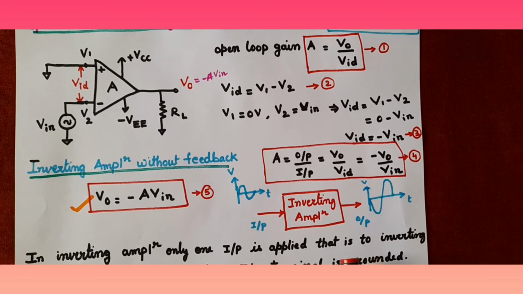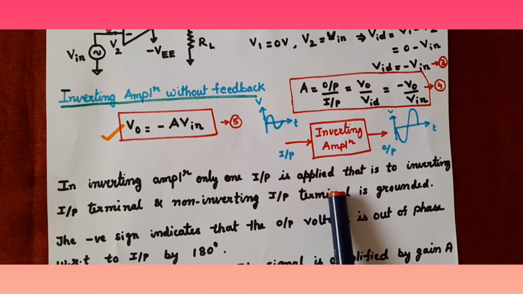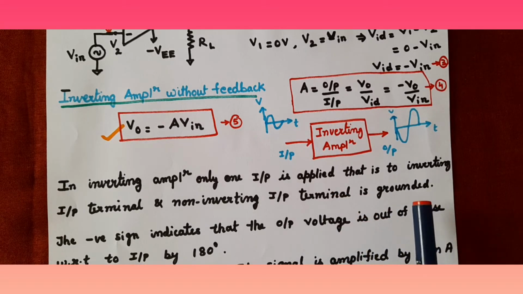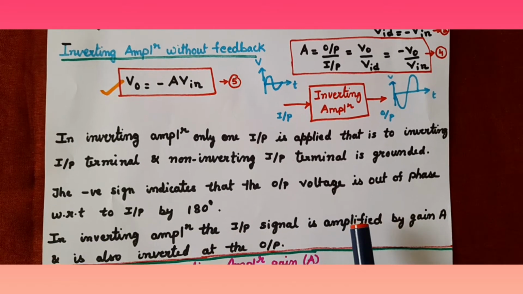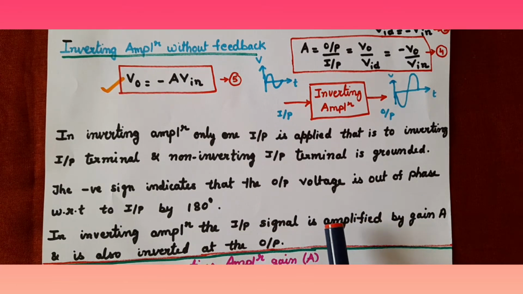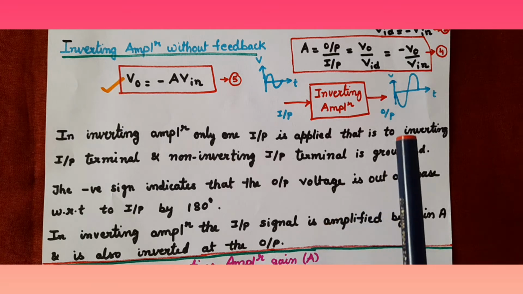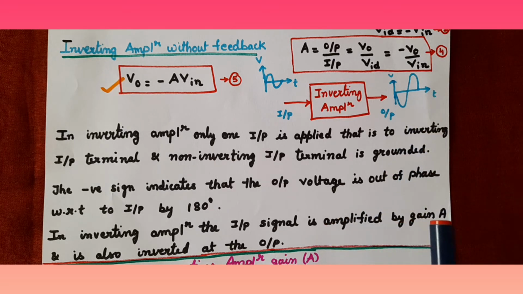So what we can say, in inverting amplifier only one input is applied, that is to the inverting input terminal, and non-inverting input terminal is grounded. The negative sign indicates that output voltage is out of phase with respect to input by 180 degree. In inverting amplifier, the input signal is amplified by gain A times and is also inverted at the output.